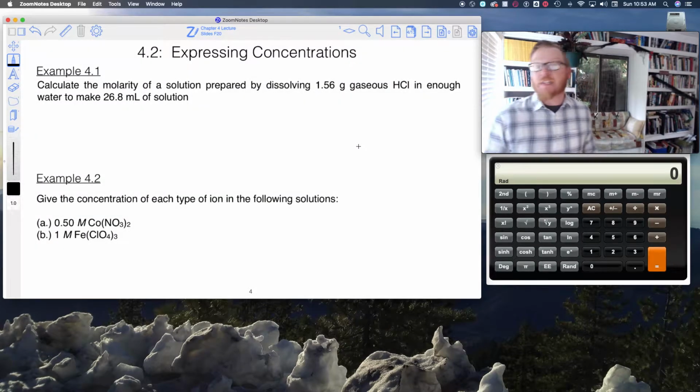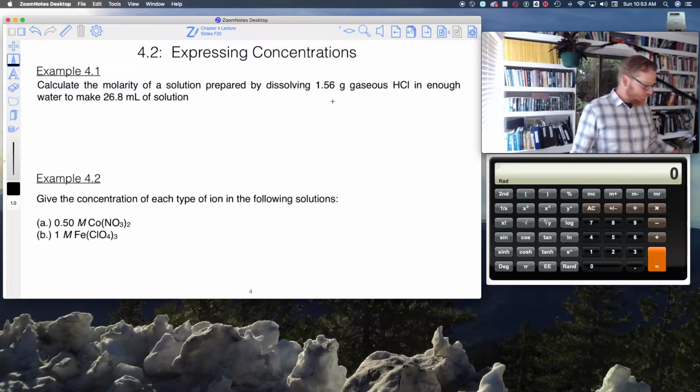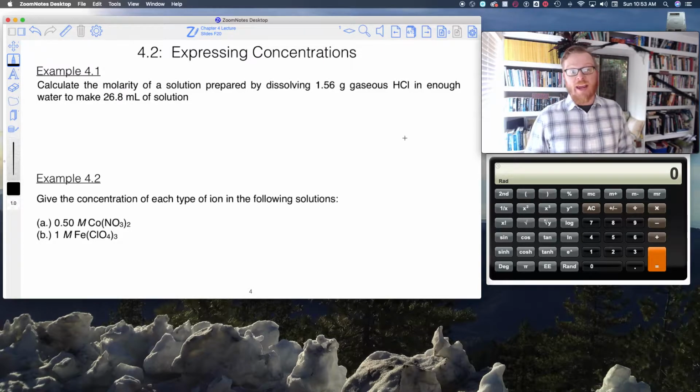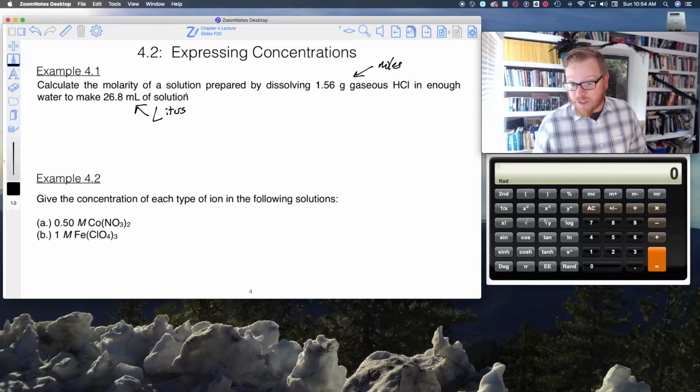Okay, so here's an example. Here's another good example. Calculate the molarity of a solution prepared by dissolving 1.56 grams of gaseous HCl in enough water to make 26.8 milliliters of solution. Okay, so how do we do it? Well, we need to convert this into moles, and we need to convert this into liters, and then we divide the two results, the moles by the liters, and that gives us the molarity.